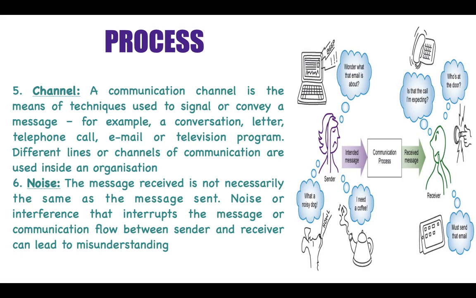The sixth element of this process is the noise. Now, the message which is received is not necessarily the same as the message that is sent. We saw this in the earlier examples. The noise, or interference, that interrupts the message or communication flow between sender and receiver can lead to a lot of misunderstanding. As you can see in this particular conversation, the sender is trying to converse with the receiver, but at the same time there are different noises coming in at both places, affecting the overall communication process.